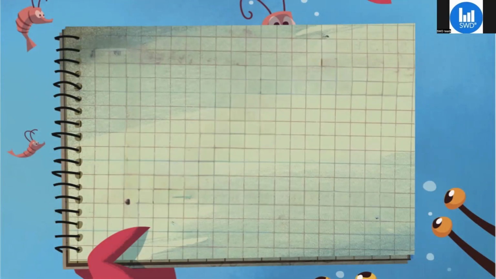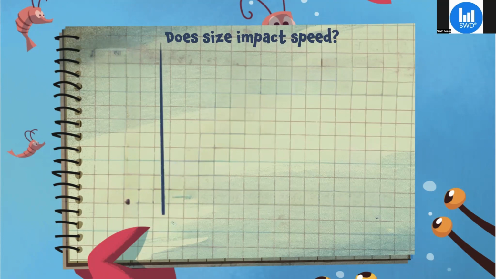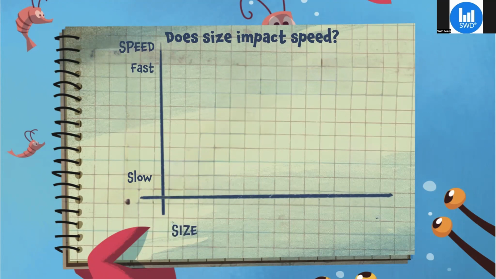The question I want to answer is, does size impact speed? I'll start by drawing a vertical y-axis. Draw another line for the horizontal x-axis. On the vertical line, I'll plot speed, ranging from slow at the bottom to fast at the top. On the horizontal axis, we'll plot size, ranging from little at the left to big at the right.